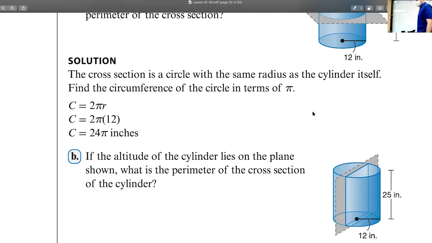Wait, half of 24? If it's cut in half, wouldn't it just be 12 pi? What shape is the cross section? A rectangle. Oh, so there's no pi in a rectangle. Wouldn't it just be 25 times 12? No, that would be the area of the cross section. So it's 12 plus 25 plus 25. Is it 24? No, that would be the area of the cross section. 50 plus 24.